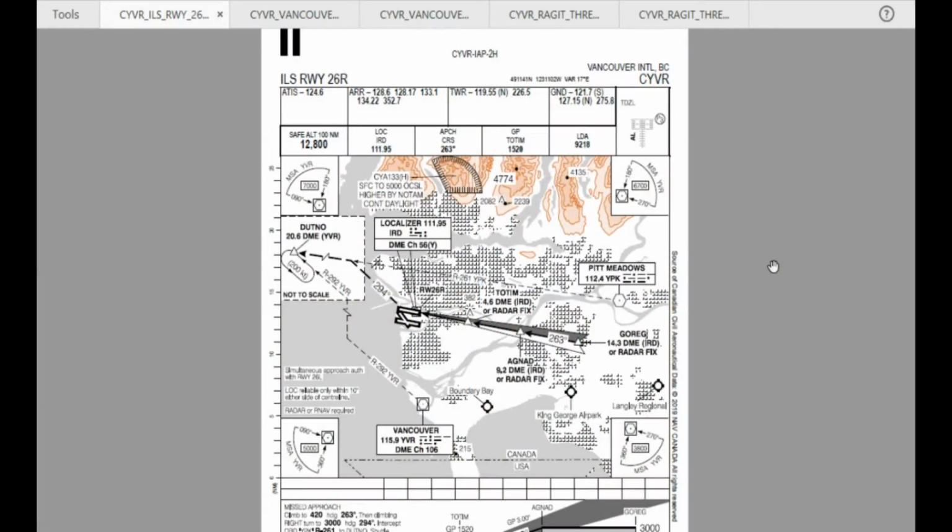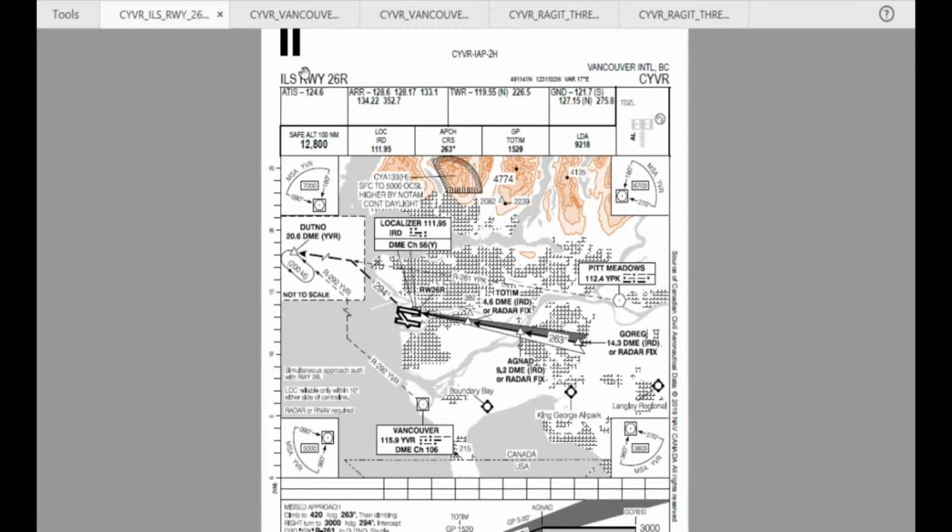Alright, so for today's video I've pulled up a bunch of charts for Vancouver International Airport. And the first chart we're going to look at is actually the ILS approach for runway 26 right. For those of you who don't know what an ILS approach is yet, don't worry. I will be talking about all the various types of approaches in the next video. But for now, we're going to just look at how to read these various charts.